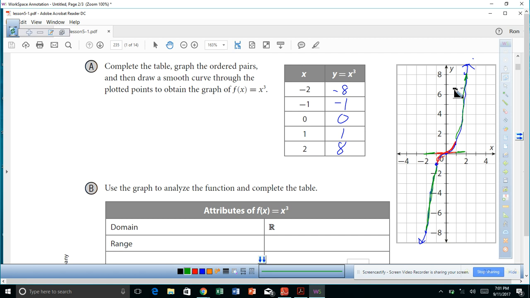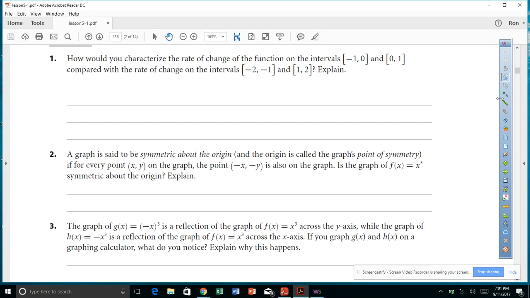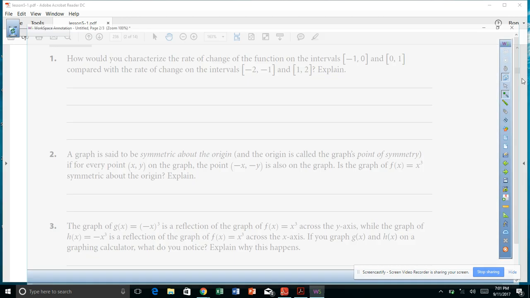Well, it is positive in all four because the function is increasing from left to right, and it is much less in this area here than in this area here or this area here. That's a much, much steeper rate of change. Think about it. From here to here, it goes up by 1, but from here to here, it goes up by 7. So let's put that into words.